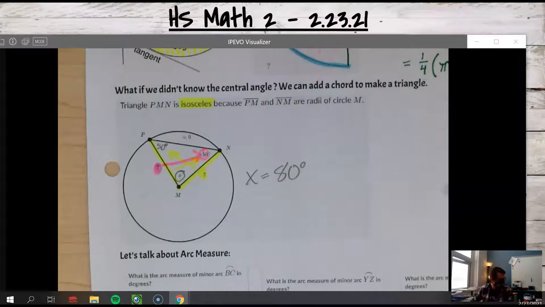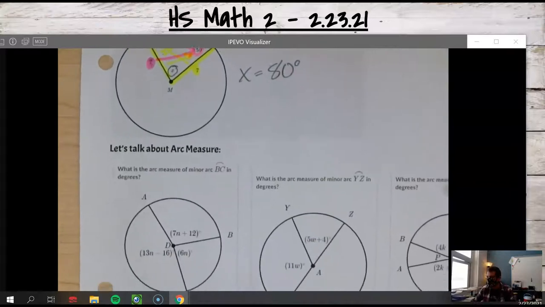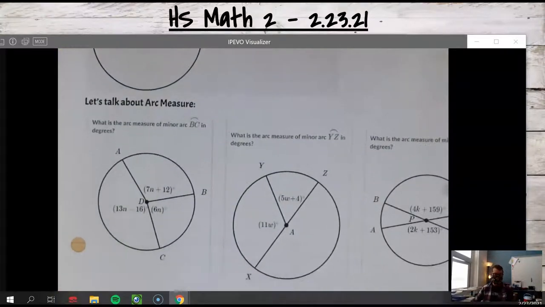Now in this arc measure section, we're probably going to speed up a little bit. I have just under a half hour left. If you've done the practice already, you've probably seen these. I promise there's new stuff on the back.